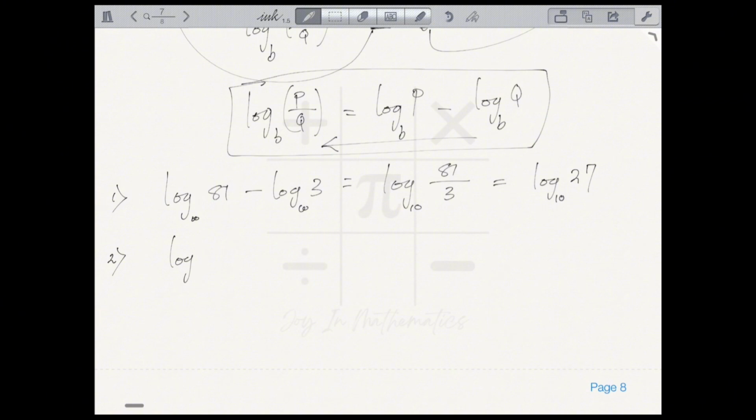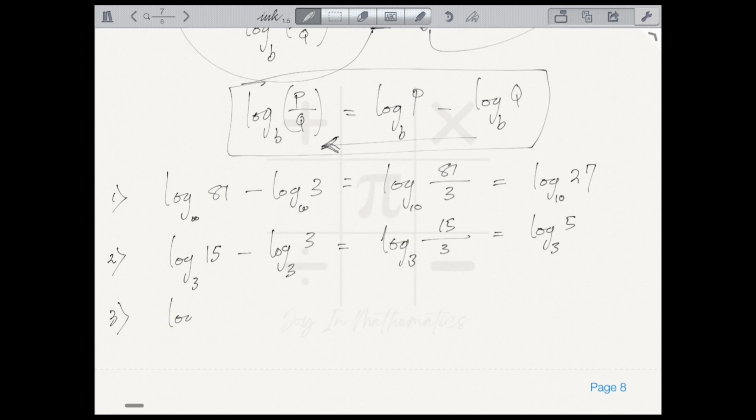Right, let's take another example. Log 15 to base 3 minus log 3 to base 3. Now, we're still going backwards. This will be log 15 over 3 to base 3. Now this results into log 5 to base 3.